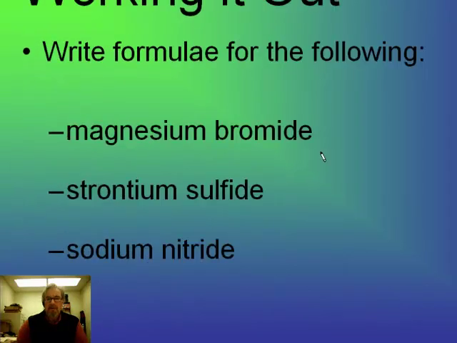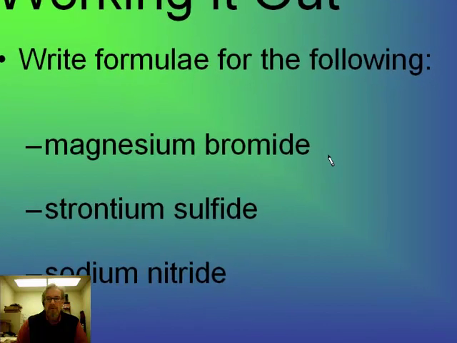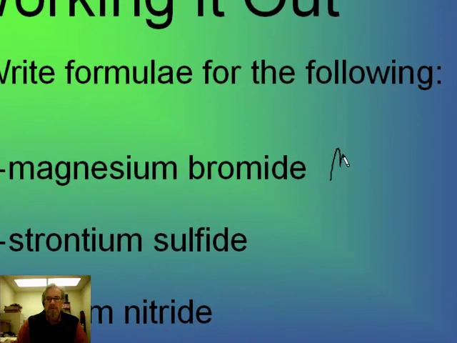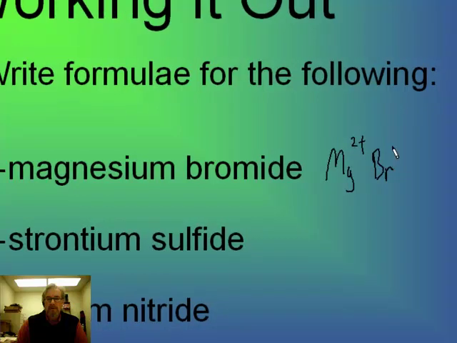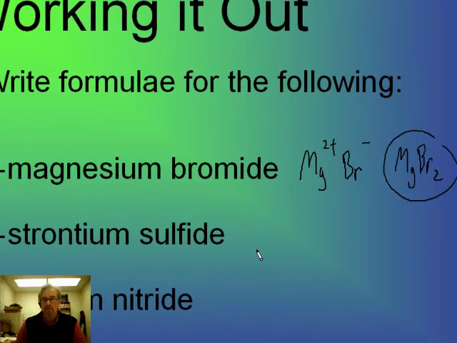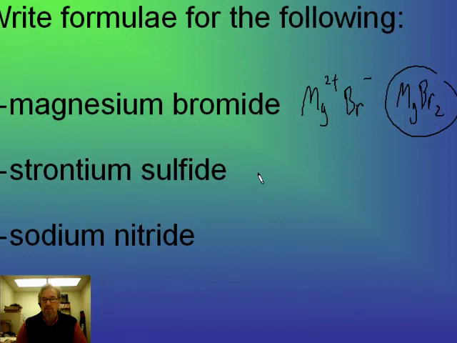Well, this is a little harder than writing the names because you have to think about charge swap. Magnesium's in column 2, so that's a 2+. Bromine is in column 7, so that's 1-. So when I charge swap, MgBr2 is the formula. Strontium sulfide, strontium is in column 2, 2+. Sulfur is in column 6, so sulfide is 2-. Equal and opposite charges mean I just don't have any subscripts at all.